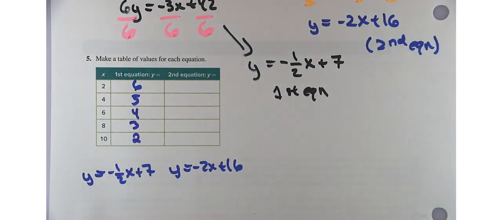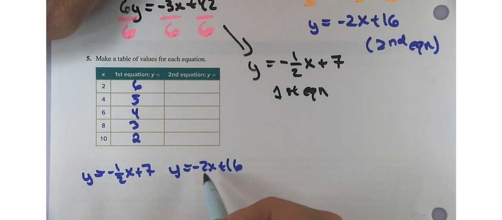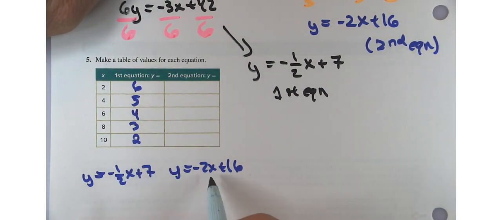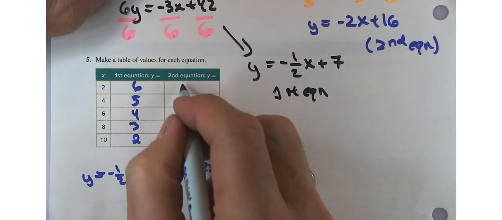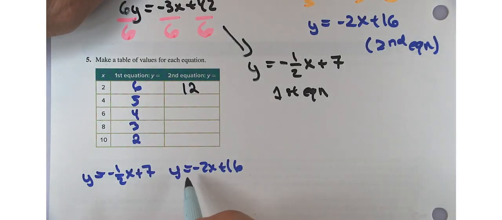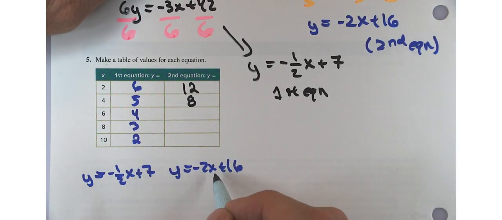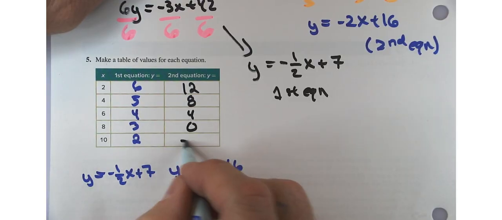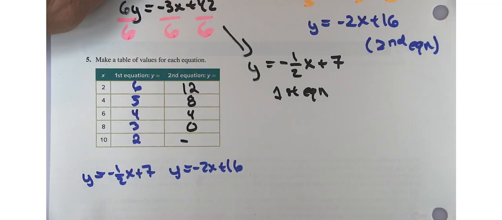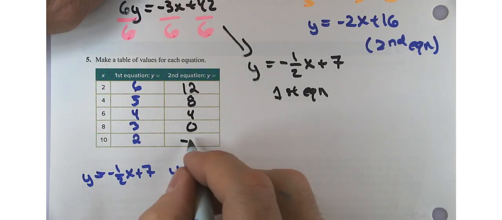Now let's try it for this one as well. Here I get 2 times negative 2 is negative 4, plus 16 is going to be 12. At 4, I end up with negative 8, and 16 is going to be 8. And then at 6, I end up with 4, and then 0, and then, let's see, at 10 would be negative 4. Nice.